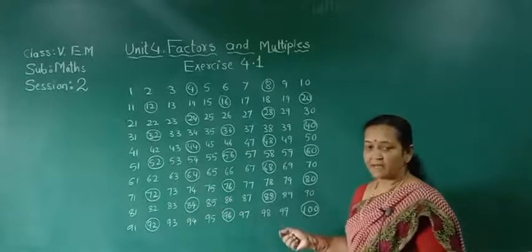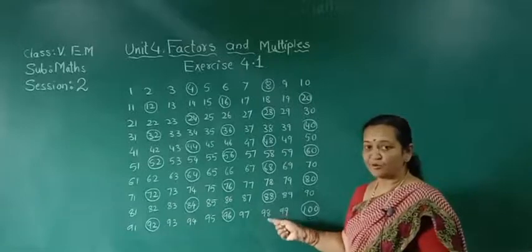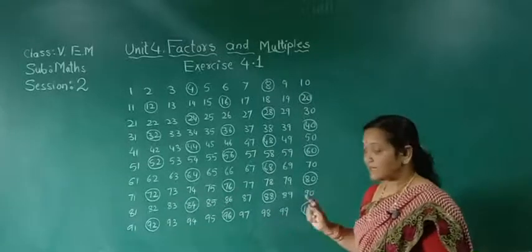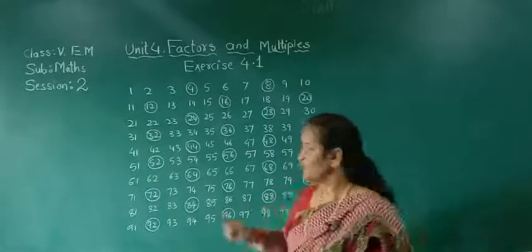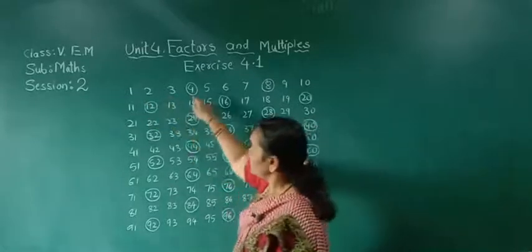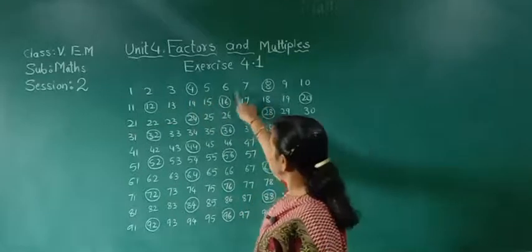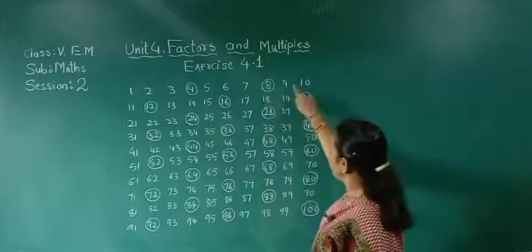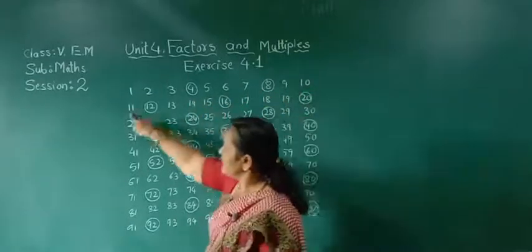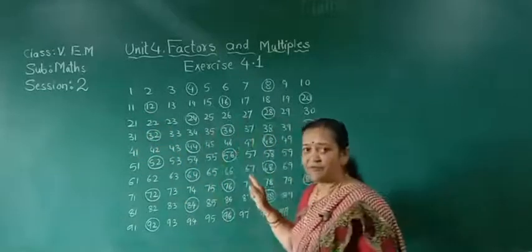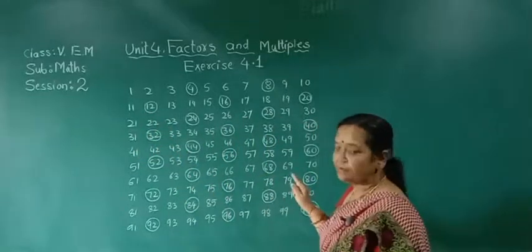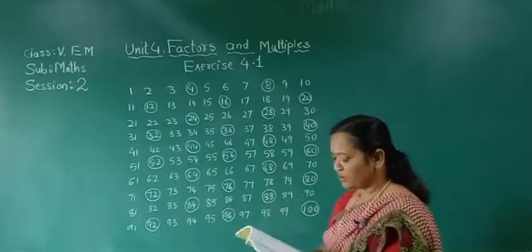It doesn't mean that you should know till 25 table. See here, every fourth number is multiplied by 4. 1, 2, 3, 4, fourth number. 1, 2, 3, 4, fourth number. Again 1, 2, 3, fourth number. Every fourth number is multiple of 4. This understood?